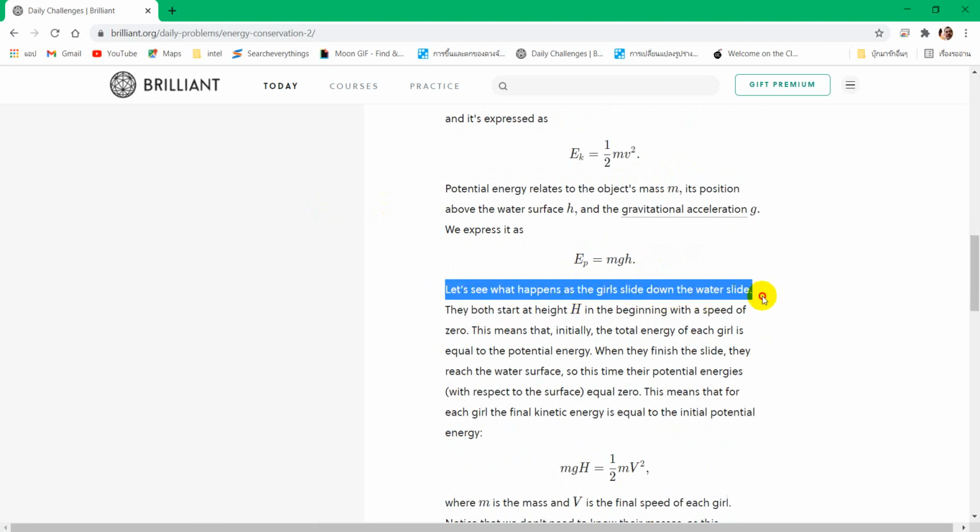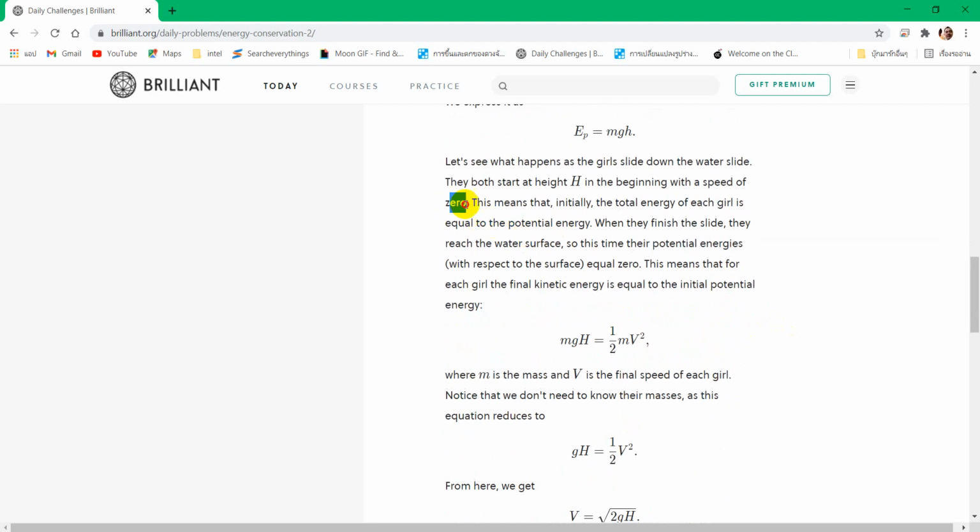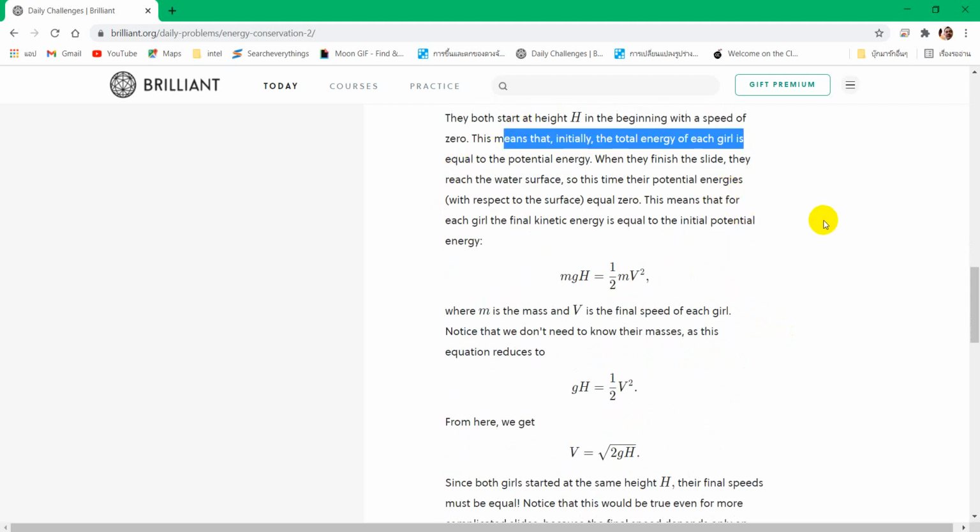Let's see what happens as the girls slide down the water slide. They both start at height h in the beginning with a speed of 0. So that means in theory, the total energy of each girl is equal to potential energy. When they finish the slide, they reach the water surface. So this time the potential energy with respect to the surface equals 0. That means for each girl, the final kinetic energy is equal to the initial potential energy: mgh equal to 1/2 mv², where m is the mass and v is the final speed of each girl.